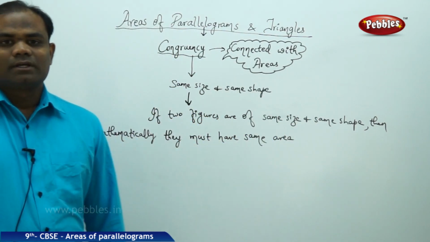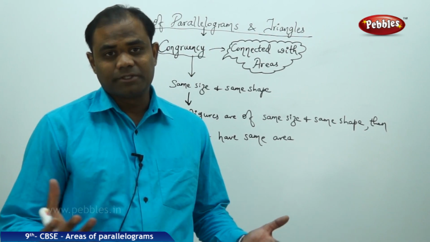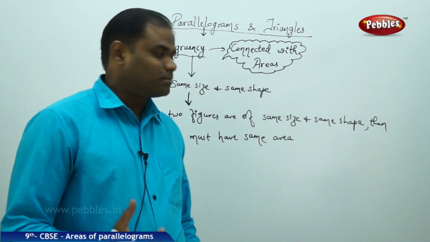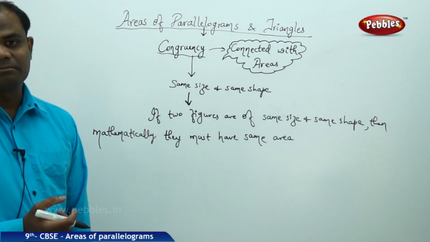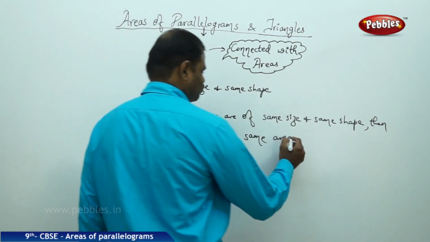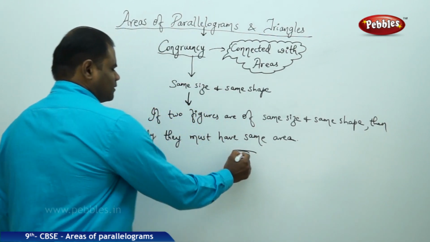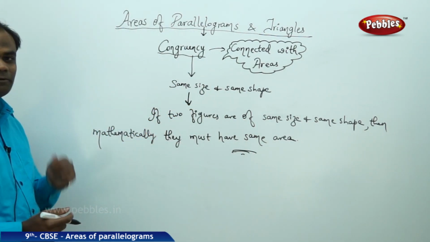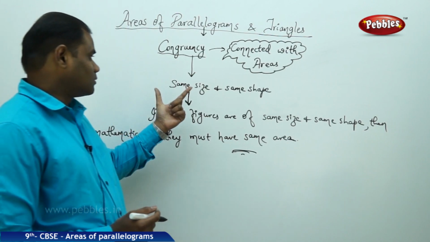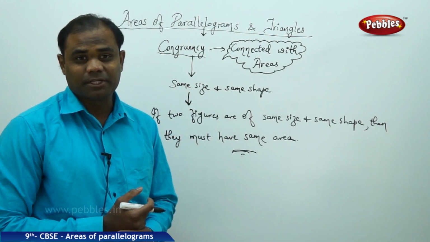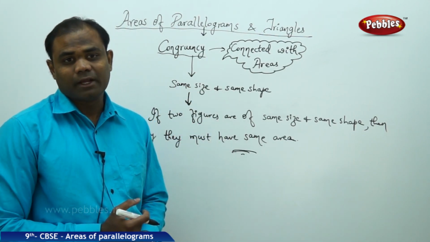That is, the measure of their planar region, or the magnitude of their planar region, must be the same. That is how we define the property. Therefore, when two figures are congruent, not only do they have the same size and the same shape, they have the same area.